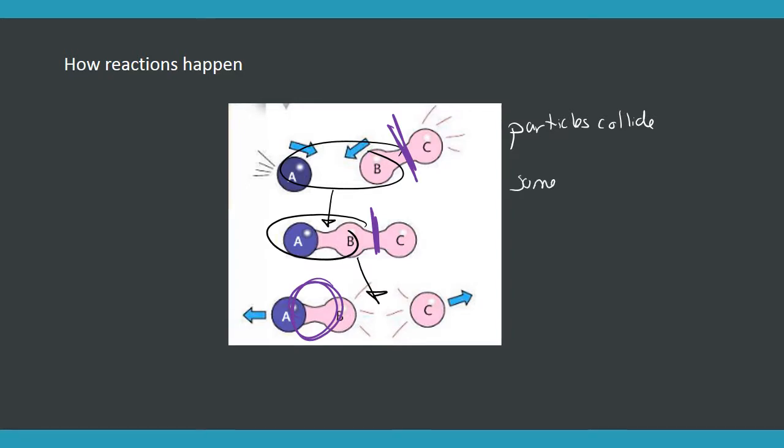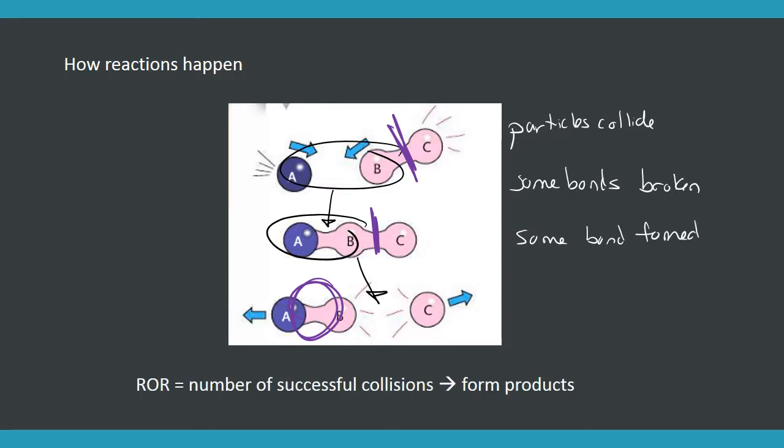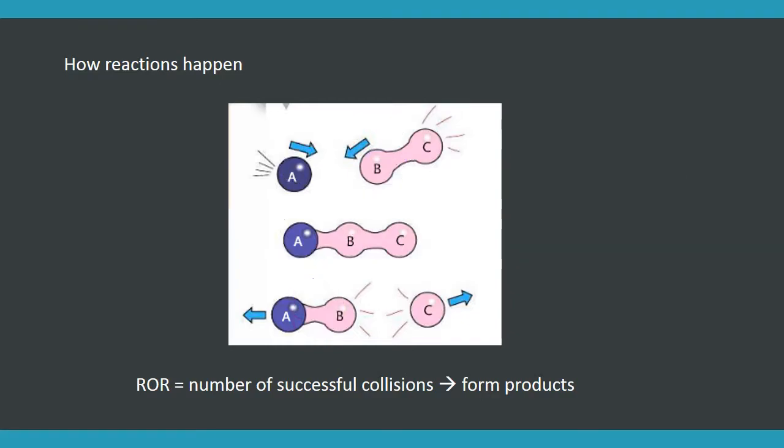So some bonds are broken based on the energy provided in that collision, and then some bonds are going to be formed. And you guys know how to calculate this from the last topic. And so therefore, the rate of reaction is the number of successful collisions, and therefore the creation of products that we could then measure. So how can we predict how successful a reaction is going to be?